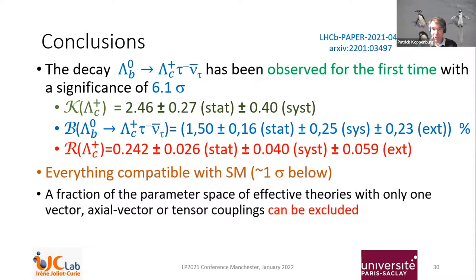People are a bit shy. I have an immediate question when I'm looking at your R lambda C result. Is there any hope of improving the uncertainties, or is that measurement done as far as LHCb is concerned?